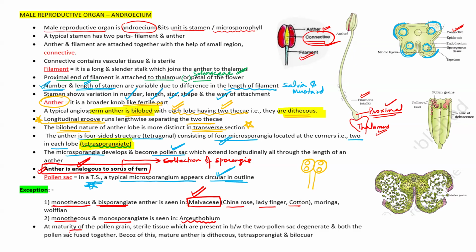Now, at maturity, you will find that the sterile tissue which was separating the two pollen sacs degenerates. So you can see here in the diagram, you will find only one locule here and one locule here. So this is a mature dehiscent anther. At the time of maturity, you will find it is dithecous, it is tetrasporangiate, but it is not tetralocular. You will see it is bilocular. Concept is getting clear because the sterile tissue which was present between the two pollen sacs of one anther lobe is now degenerated and you will find only one locule in each anther lobe. So bilocular.